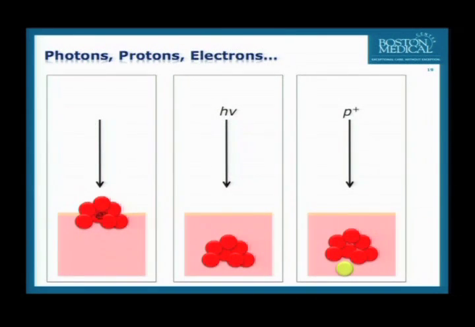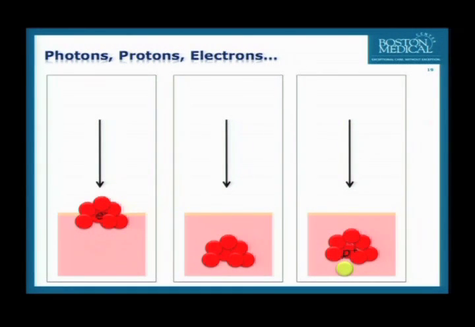Electrons are superficial. They stop right in a superficial tumor. So if you have a skin tumor, oftentimes it's treated with electrons because it doesn't go any farther than that. A photon can treat a deep target, but as you see, the line there went all the way off the screen. So it went through and through. It went out the other side. And then protons go deep and they stop.